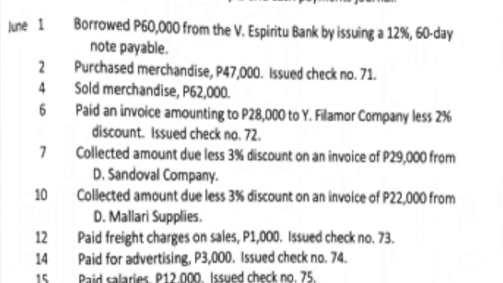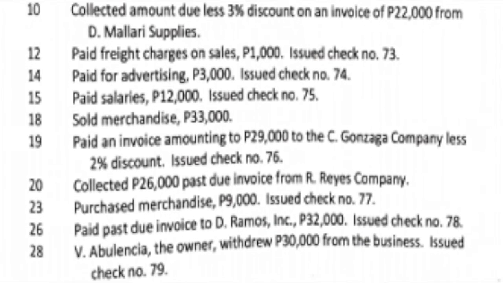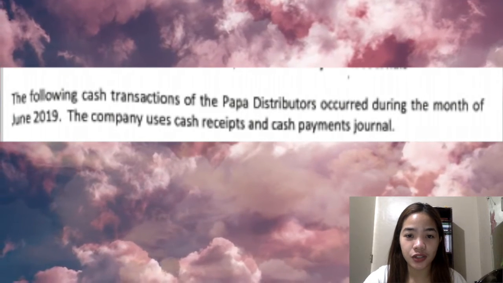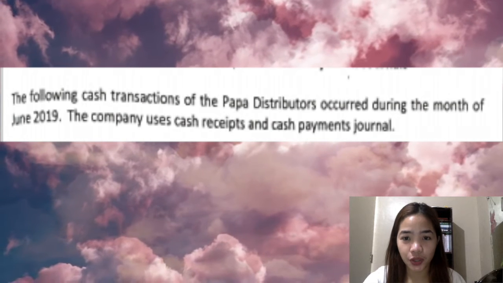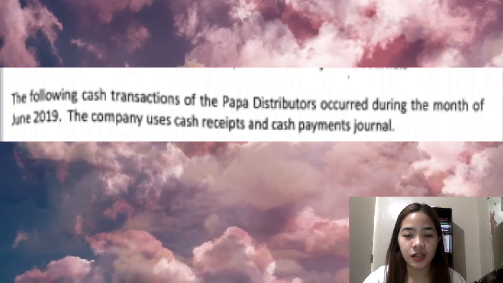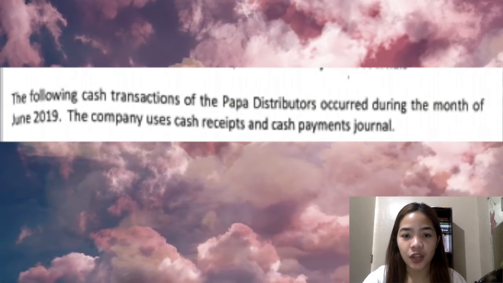Good day, I will be reporting for the second problem on Chapter 9 exercises. This is the second problem. The following cash transactions of the Papa distributors occurred during the month of June 2019. The company uses cash receipts and cash payments journal.